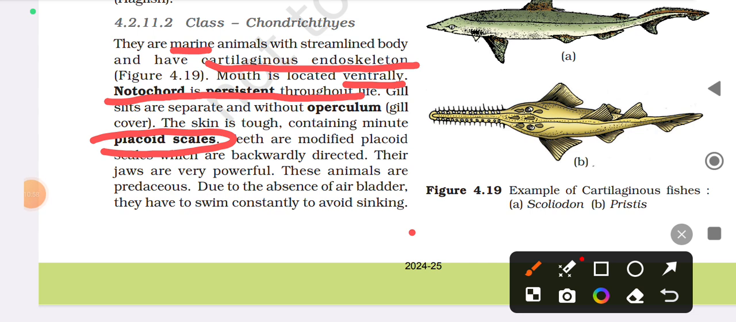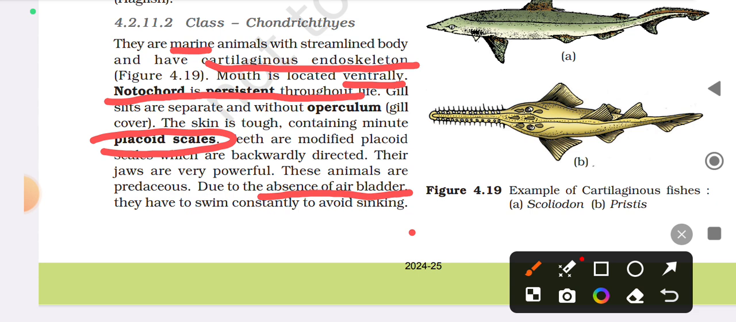Very important features, one more, is what? They are actually predaceous. Their jaw is very powerful. And student, one thing you have to mark, they have no air bladder. If these Chondrichthyes stop swimming, then what happens? They start to sink. This is the reason that they are continuously swimming, because they don't have an air bladder.